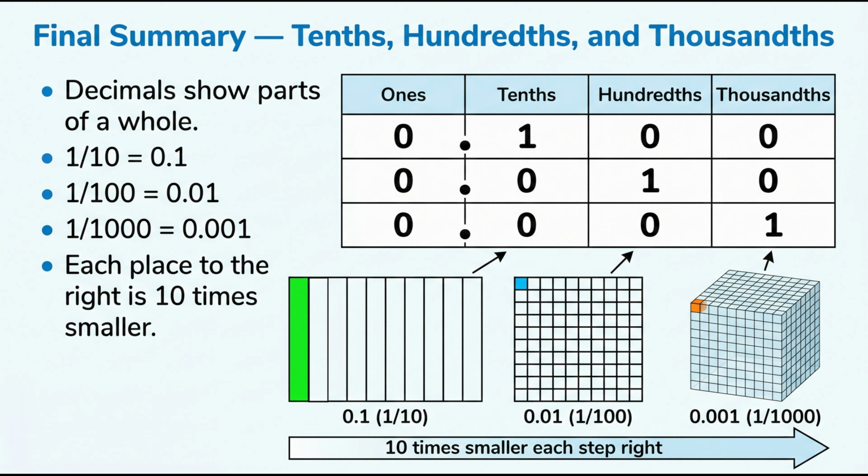Remember, 1 over 10 equals 0.1. 1 over 100 equals 0.01. 1 over 1,000 equals 0.001. 10 hundredths make 1 tenth. 10 tenths make 1 whole. So each decimal place to the right is 10 times smaller.